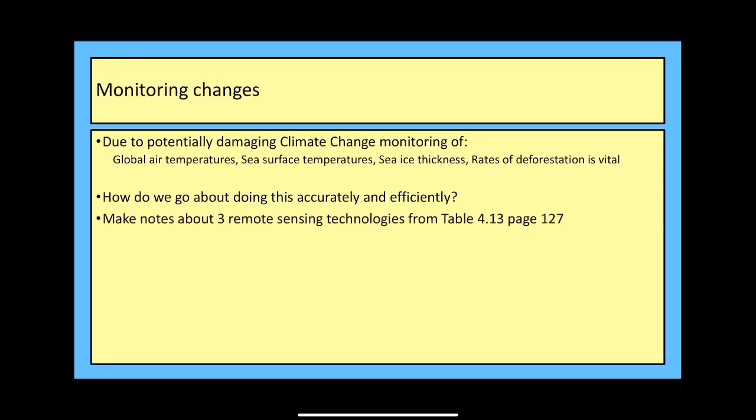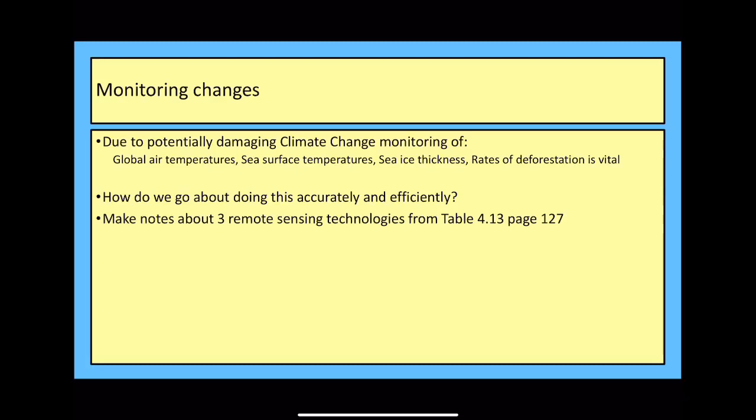So what I want you to do is have a look at page 127, table 4.13, and there's about 7 examples there. And I want you to make some notes on 3 of them. So choose 3 that you think you can remember. And these are all about remote sensing, meaning sensing change from a distance, not actually physically going there and measuring it, but doing it from a distance. And we generally use satellites for this.